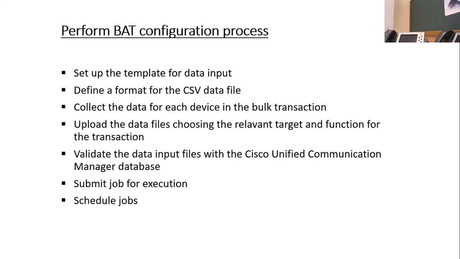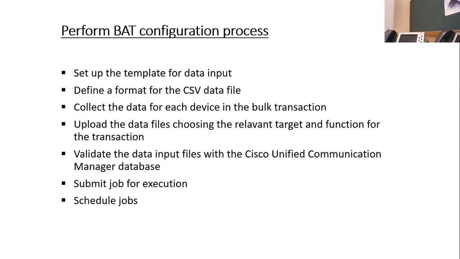Now, how can we perform the BAT configuration process? These are the steps. BAT is a huge process. You can do a number of tasks to perform the BAT. So these are a few steps. Let's say set up the template for data inputs, define a format for the CSV data file, collect the data for each device in the bulk transactions, upload the data file choosing the relevant target and function for the transaction, validate the data input files with the CUCM database, submit the job for execution, and schedule the job.